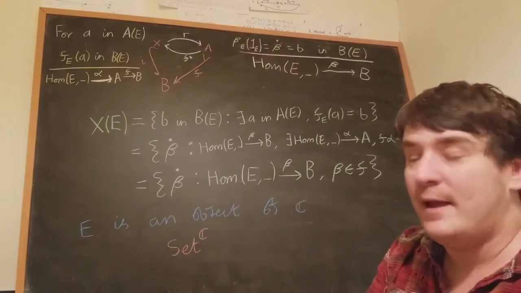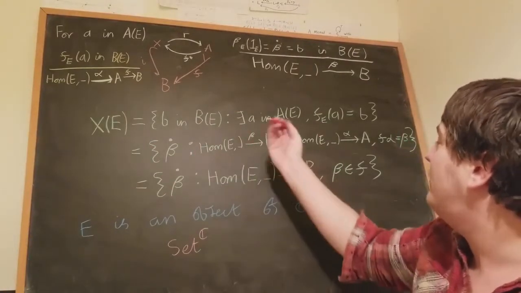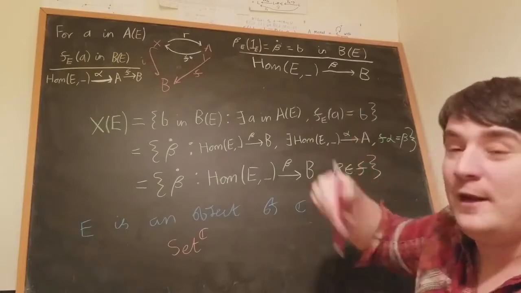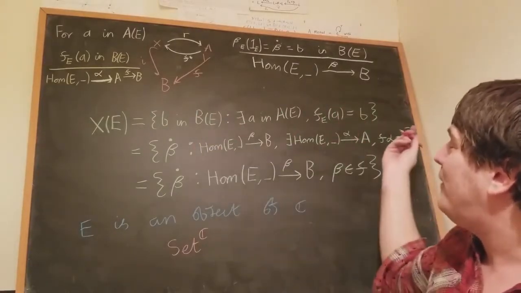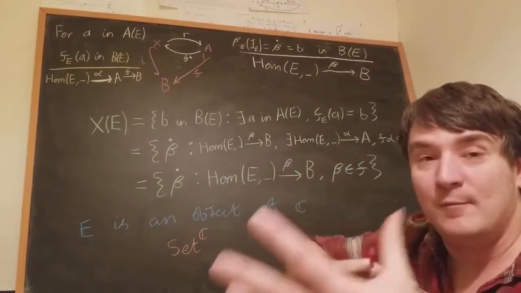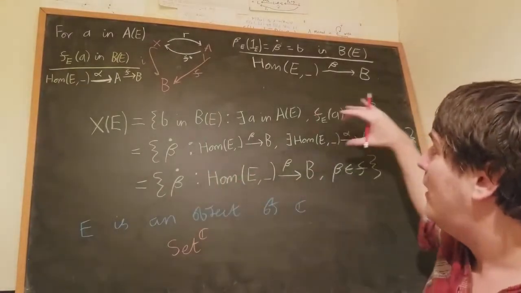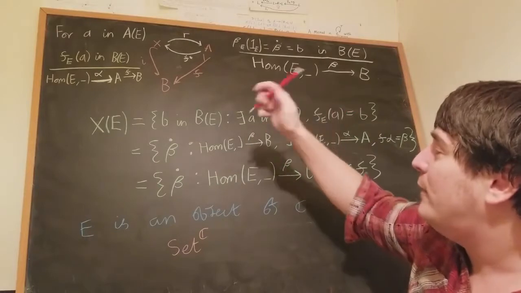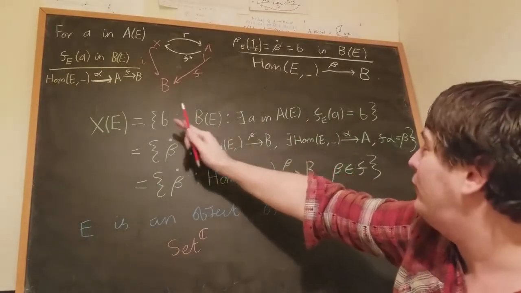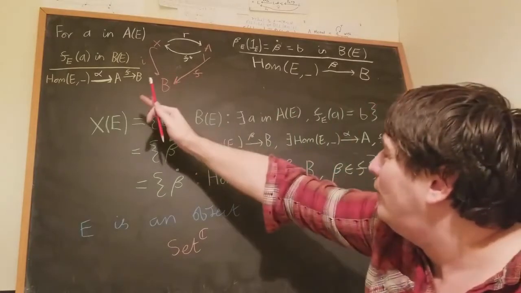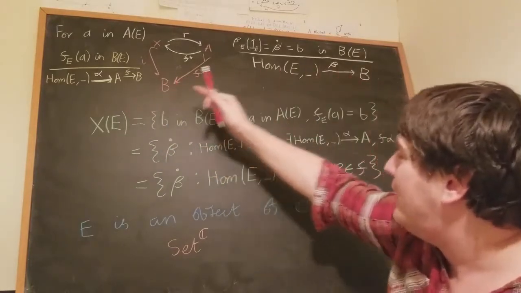But it's saying exactly the same thing: the existence of elements in sets such that certain things composed with each other make other things, just describing those elements of sets in terms of arrows. And so if we say we want the elements little b corresponding to an arrow beta such that this stuff holds, we get this set here.